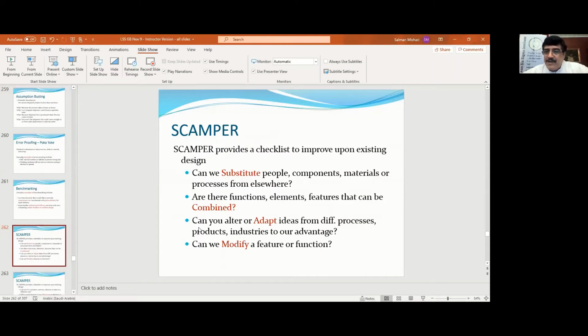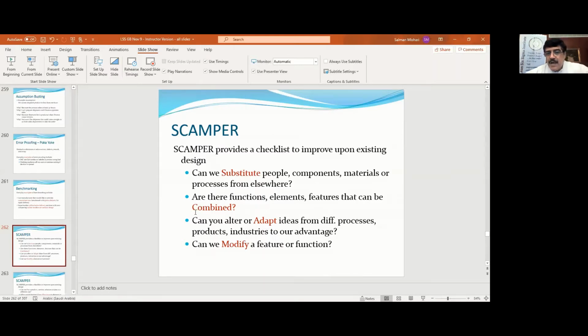Think of SCAMPER. SCAMPER also is a soft tool, and basically it provides a checklist to improve upon an existing design. So until now we're looking at ways of possible improvement. For example, you could say, can we substitute people, this guy instead of this guy, this component instead of this component, maybe this material instead of this material, or a process from elsewhere, and so on. That's what the S is. SCAMPER stands for S, C, A, M, P, E, R.